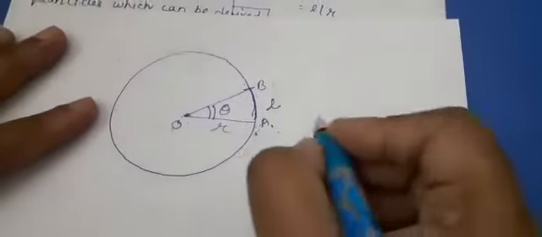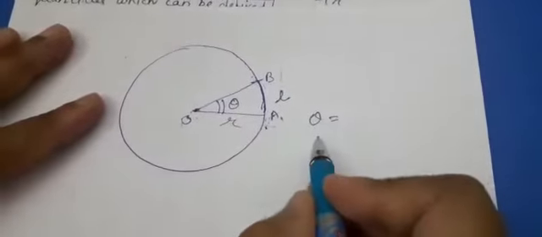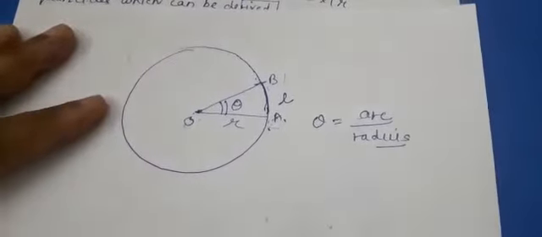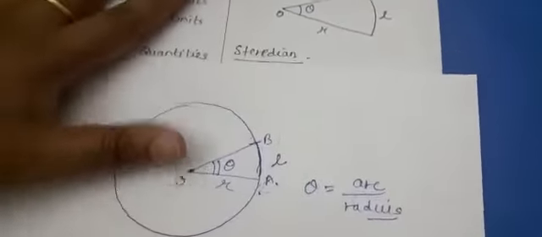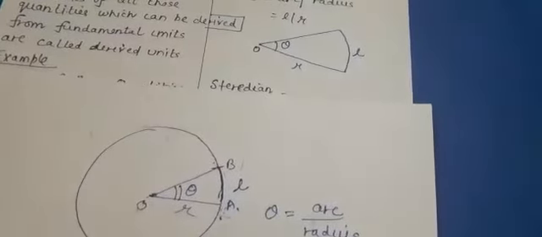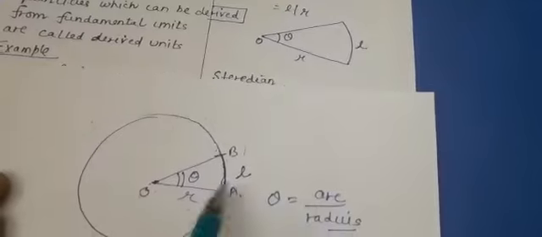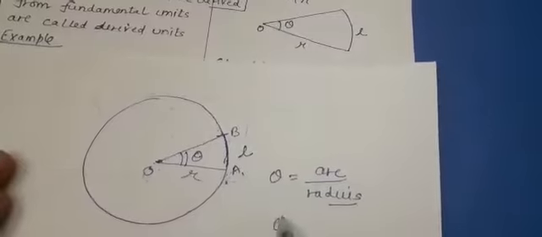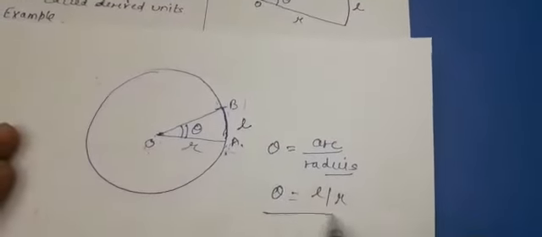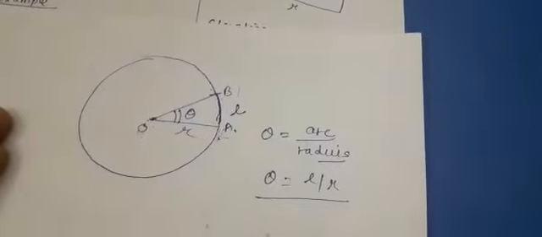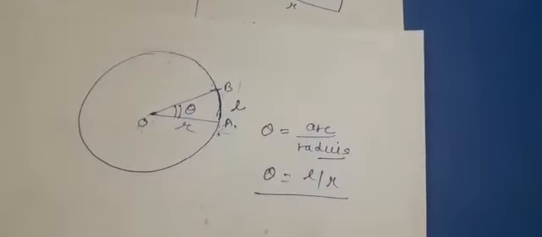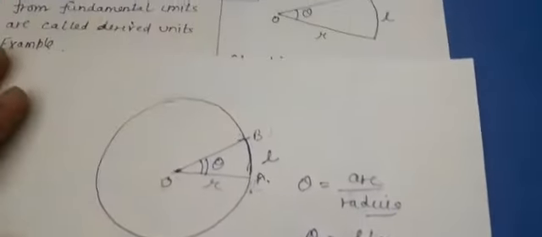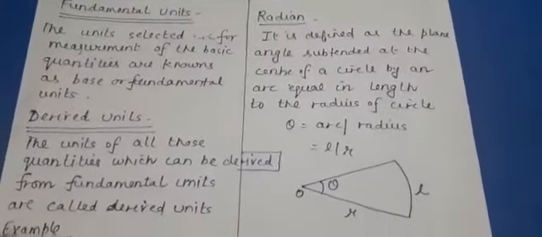If you are a math student, you know that angle is given by arc length per unit radius. So in this way you are defining radian. It is defined as the angle subtended at the center of a circle by an arc of length equal to the radius of the circle, and the measurement will be theta is equal to L upon R. Although this definition is never asked in the exam, for clarity of concept we have explained it. This is radian.